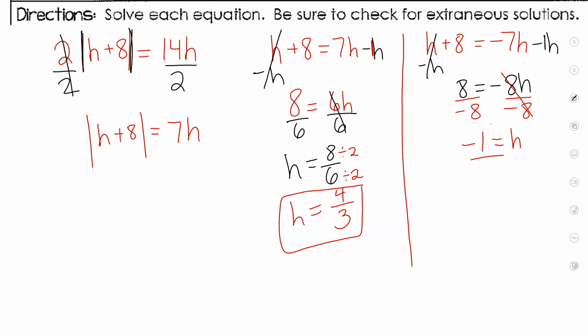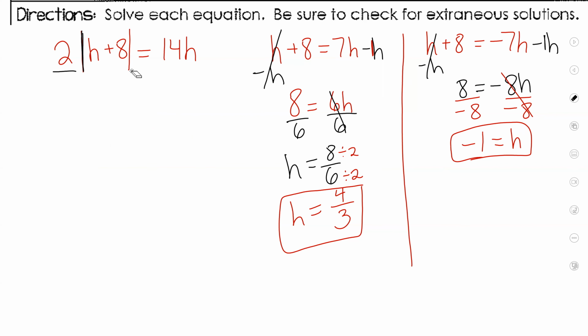Okay, now I'm going to check my work. I always need to check. So I'm going to go back to my original problem over here. This was my original problem. Let me erase all this. This is what it looks like in the beginning.